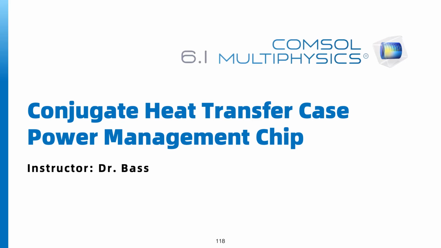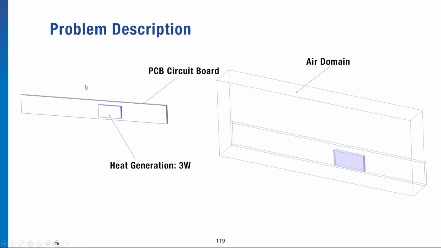Before starting this practical exercise and the modeling process, let me first introduce the concept of conjugate heat transfer and the basic details of this case involving a power management chip. In this case, we will explore a classic example of a conjugate heat transfer problem where fluid flow and solid heat transfer occur simultaneously. What is conjugate heat transfer? It refers to a physical phenomenon where fluid flow and solid heat transfer occur simultaneously.